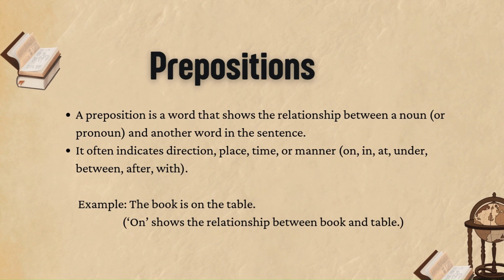Sixth part is prepositions. A preposition is a word that shows the relationship between a noun or pronoun and another word in the sentence. It often indicates direction, place, time, or manner: on, in, at, under, between, after, with. Example, the book is on the table. On shows the relationship between book and table.